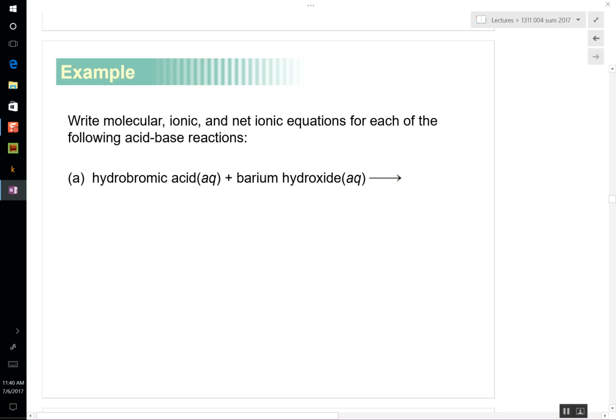Hydrobromic acid plus barium hydroxide. You got it in words. Bromide, bromic, has a -1 charge. Hydrogen has a +1 charge. So it's going to be HBr. What's the formula for barium hydroxide?